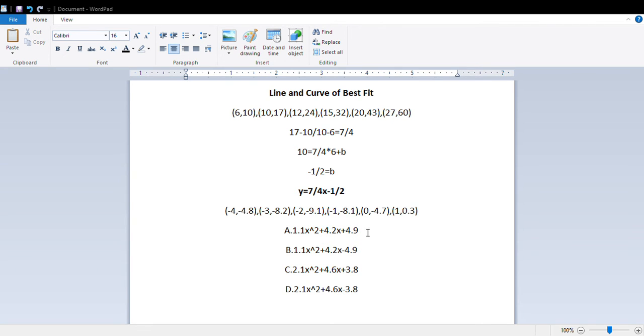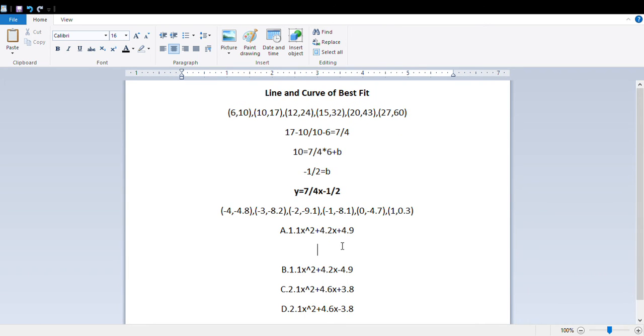No, right? So here, let me show you guys what my thinking is. Alright, so 1.1 times 0 squared plus 4.2 times 0 plus 4.9, equals negative 4.7. And so after you solve, you get 4.9 is equal to negative 4.7. And is 4.9 really equal to negative 4.7? Immediately, no, definitely not, right? So we know that A is incorrect.